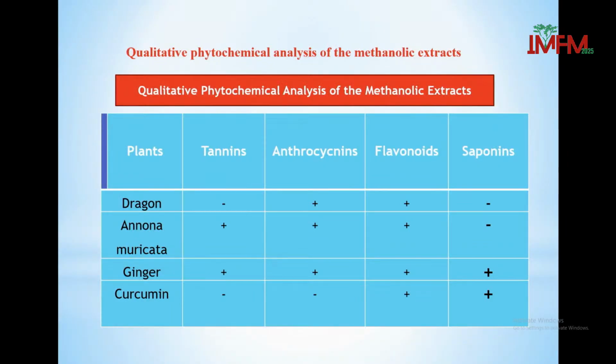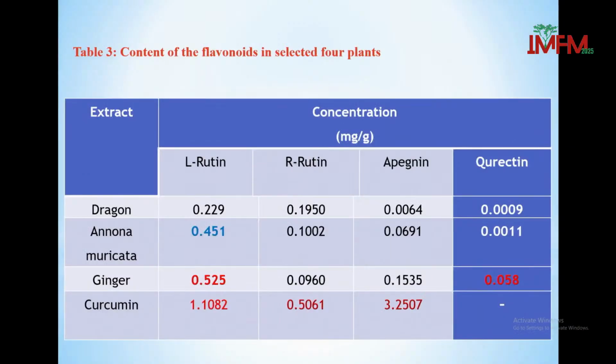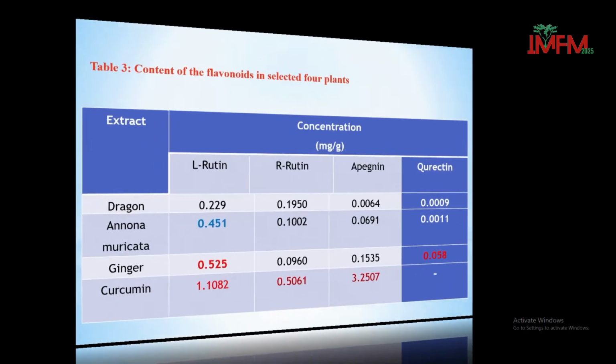The first one will be a qualitative phytochemical analysis for the dragon fruit to identify different types of compounds: tannins, anthocyanin, flavonoids, and saponin. The content of the selected 4 plants will be determined using the active compounds in different concentrations: levorutin, dextrorutin, apigenin, and quercetin.